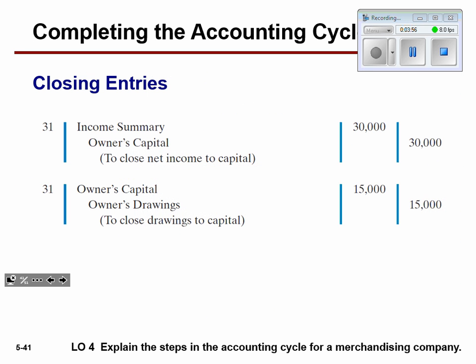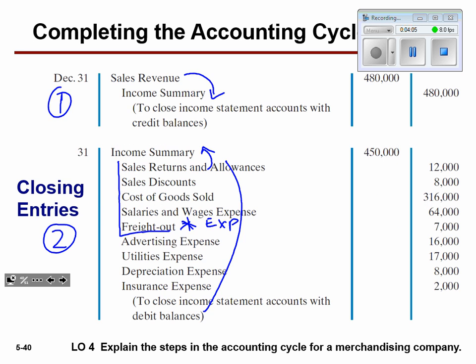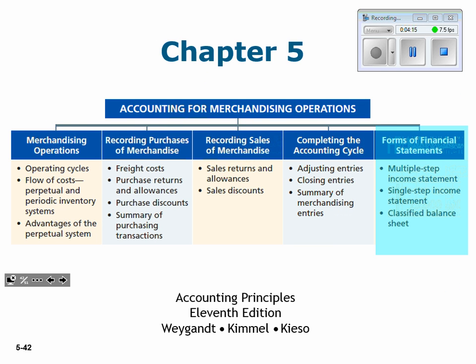The third closing entry is to close income summary into capital, and the fourth is to close drawings into capital. Again, that's all what we did last chapter. It's essentially the same. It's just a little bit more involved. So let's move on to the last section.